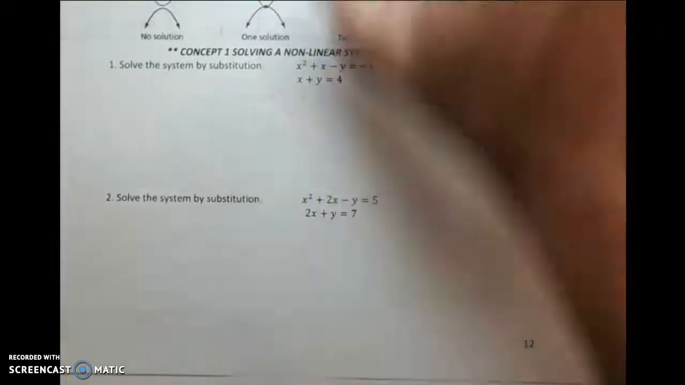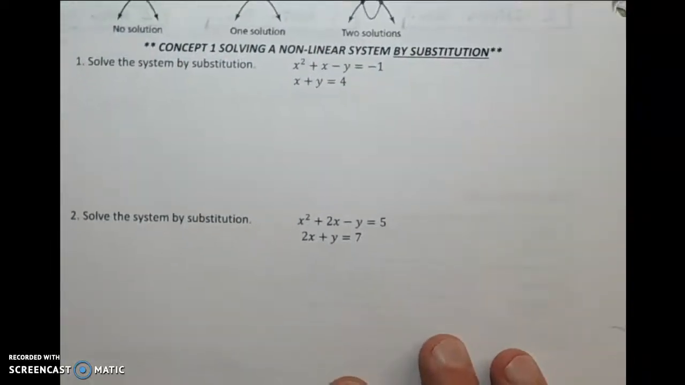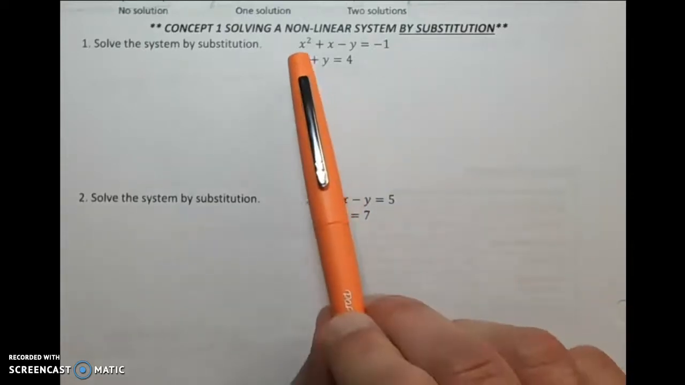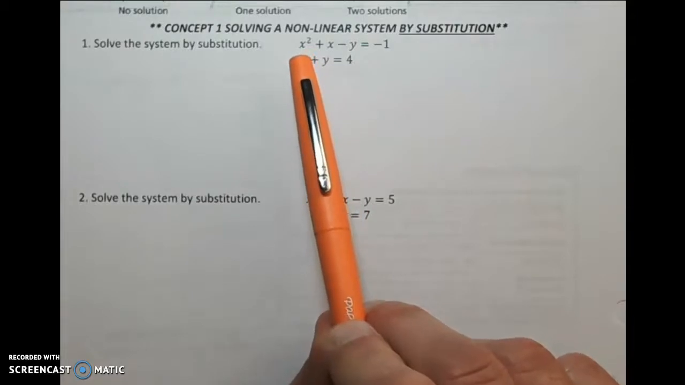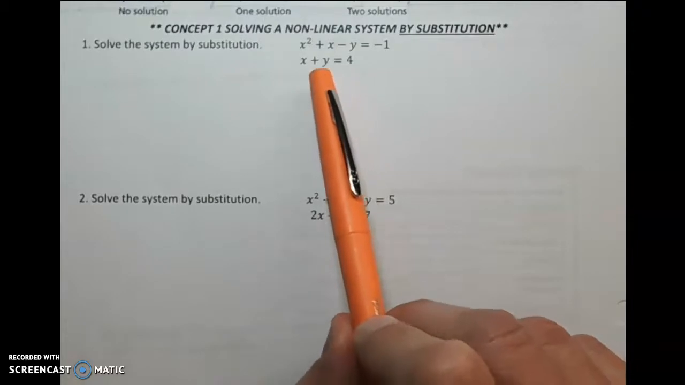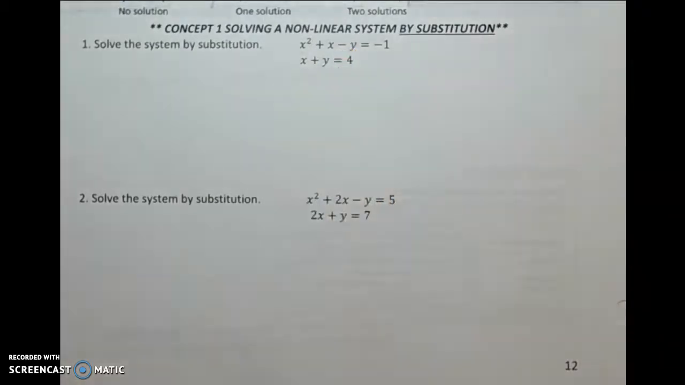I'm going to scoot all the way up, maybe make it a little bigger here. And let's go on to concept 1. Solving a nonlinear system by substitution. Okay, so I can really probably pick either variable, but looking at this, since I have that x squared right there, I definitely want to solve for y in this one and then replace or substitute that x in there.